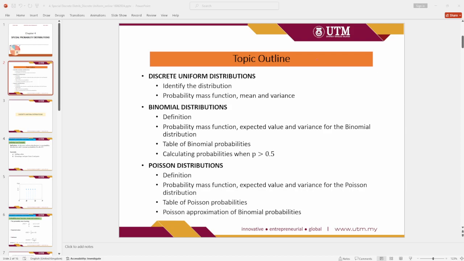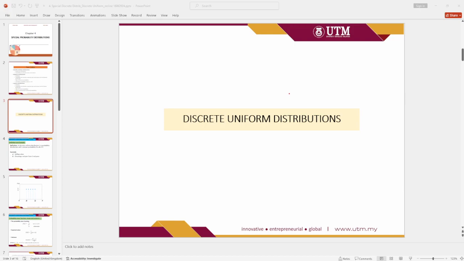One is called uniform distribution, which we will take a look at today. The second one we'll take a look at later after your test. It will be the binomial distribution and also the Poisson distribution. But for today, let's start simple with the discrete uniform distribution. So what is discrete uniform distribution?